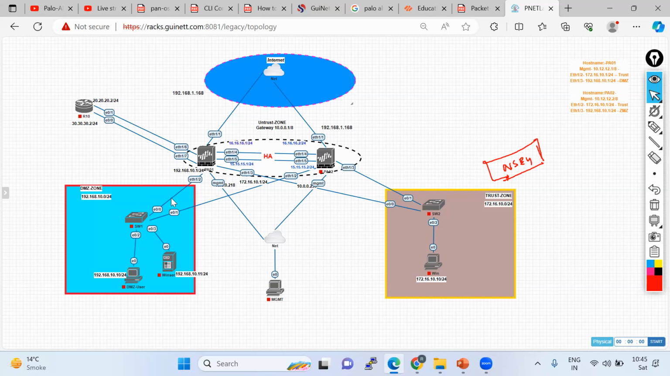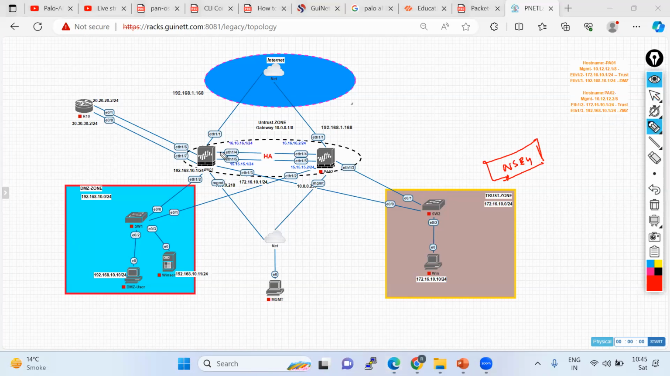If you want to make the firewall active, you just have to set some priority, right? In Palo Alto, the lower priority is going to be active, and the higher is going to be standby. Default is 100 again. Priority means a number that we need to set in the firewall.